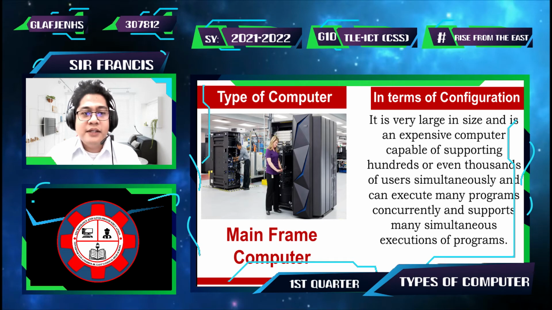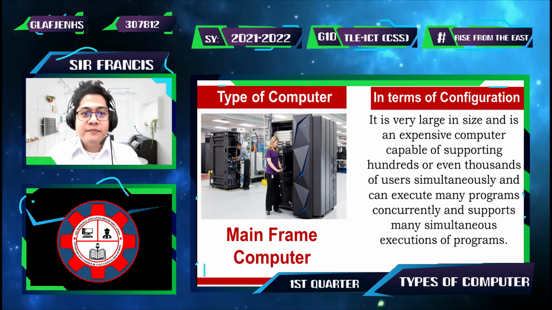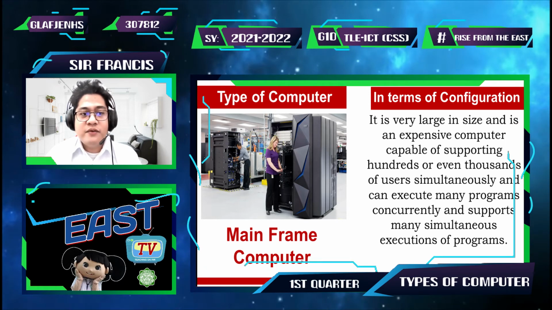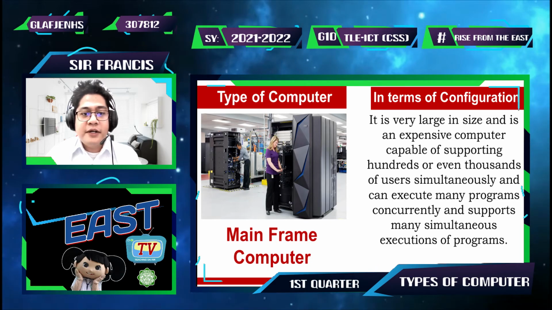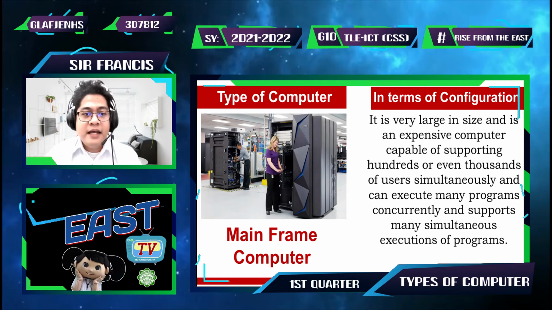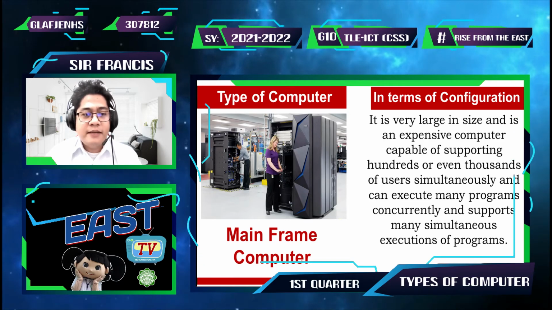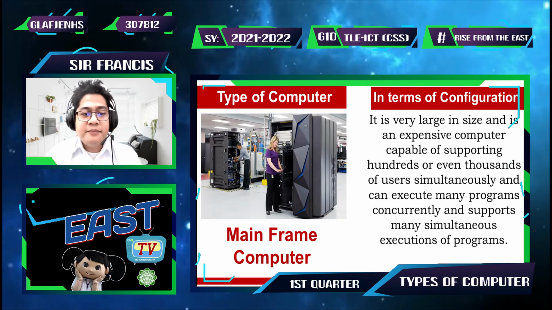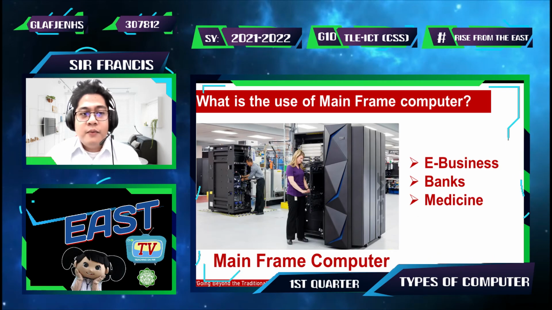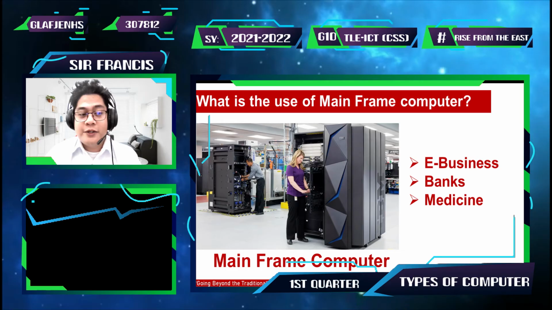It is also called the big iron. It is very large in size and is an expensive computer capable of supporting hundreds or even thousands of users simultaneously, and can execute many programs concurrently and supports many simultaneous executions of programs. What is the use of mainframe computer?